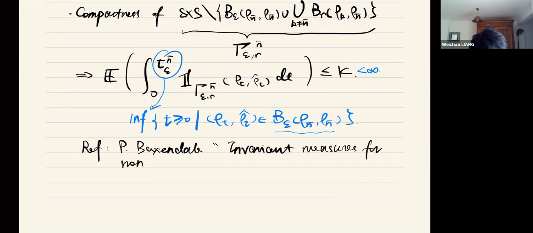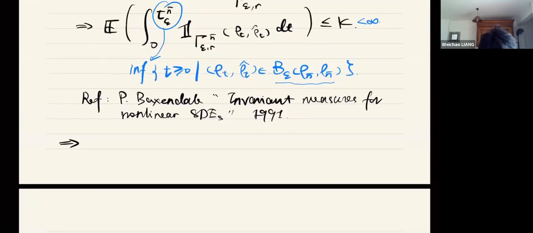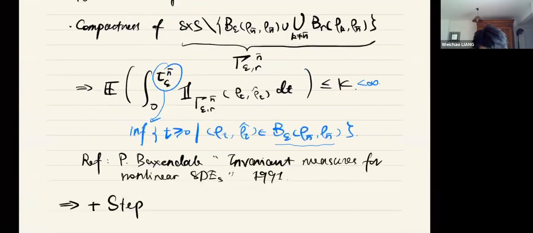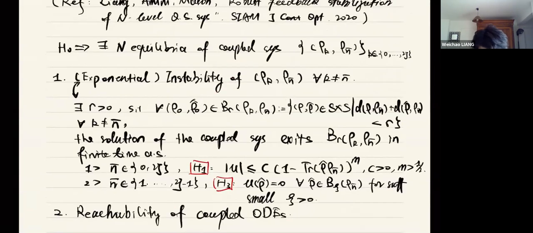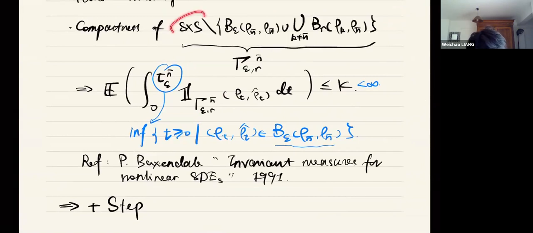And once we show this expectation is bounded by the constant k, then we can show, by applying step one. Step one is the instability, the instability of the bad equilibrium. Because here we can always, this subspace is compact, okay. So this part is a neighborhood of the bad equilibrium, and we can also show the instability of this part, which means we can always exit from this part in finite time.